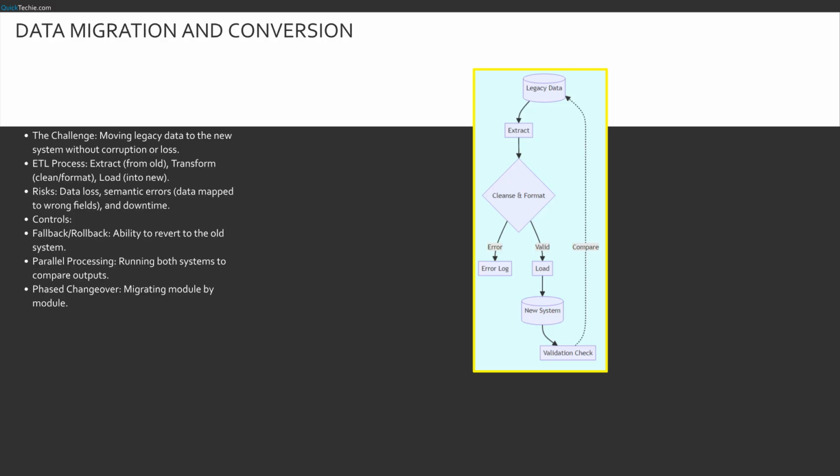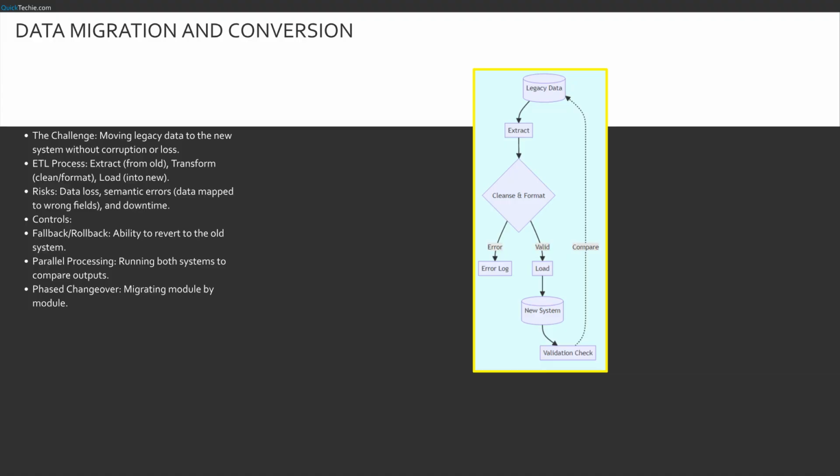Parallel processing is the safest but most expensive. You run the old and new systems side by side and compare results. Phased changeover moves one department at a time. The riskiest is abrupt or big bang changeover, where you shut off the old and turn on the new instantly. Auditors look for validation reports, ensuring the record count in the new system matches the old system exactly. Here is the ETL data flow.